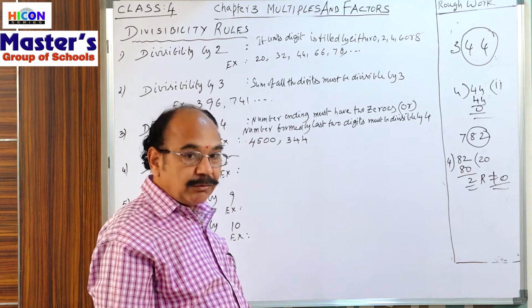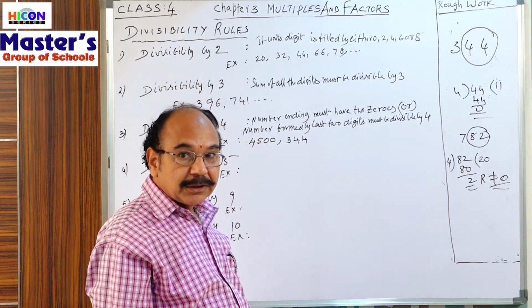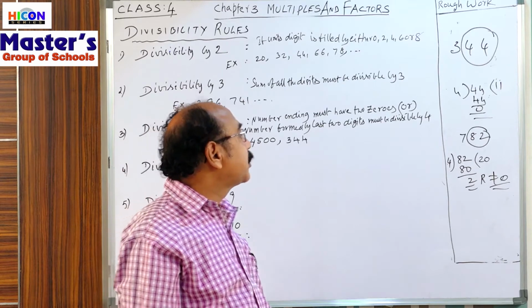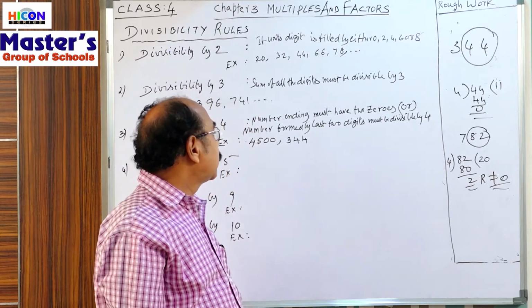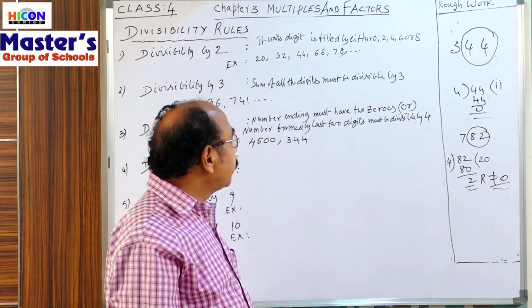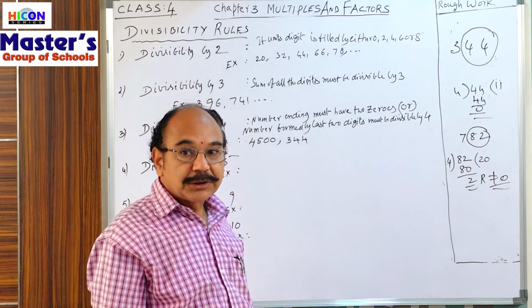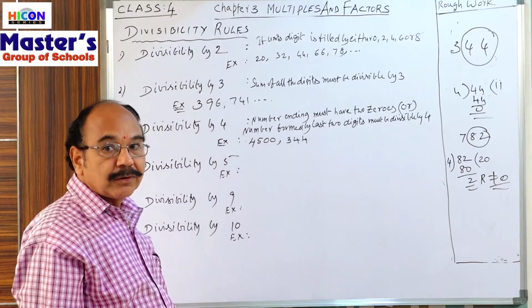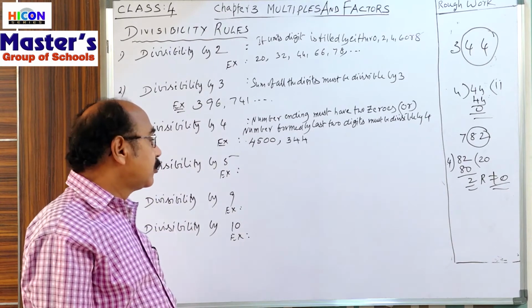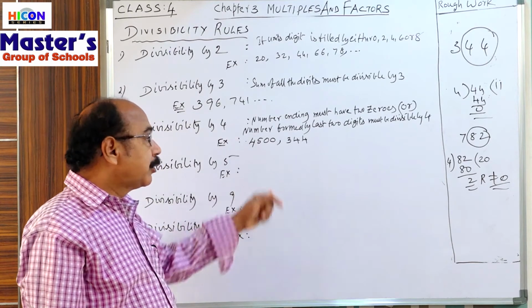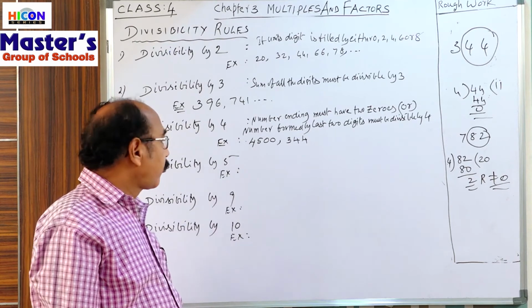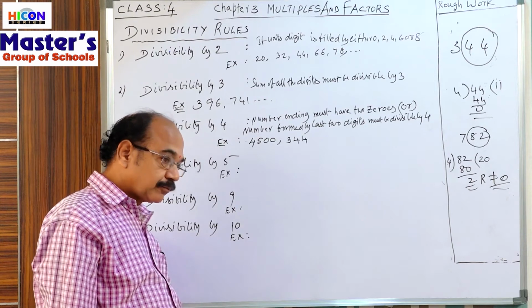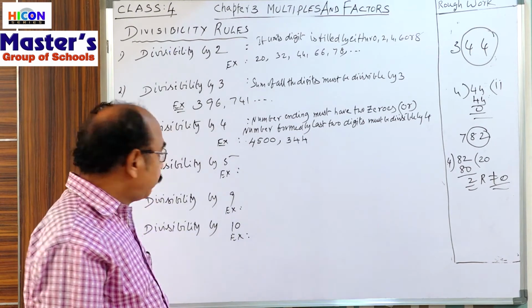So there are two cases. The number ending must have two zeros. Otherwise, the number formed by the last two digits must be divisible by 4. Okay, children. So the two examples we can do. Next, divisibility by 5.